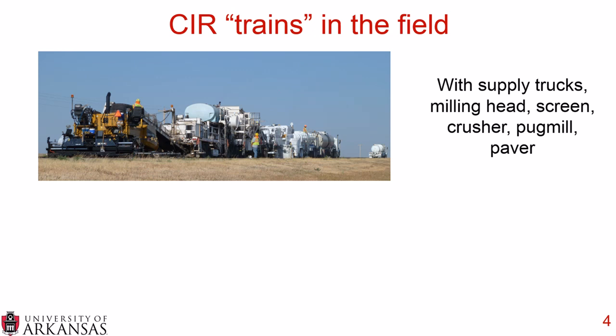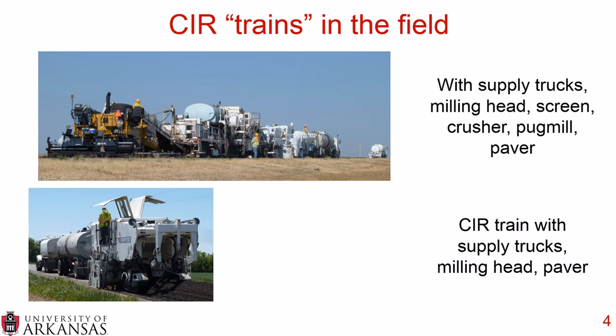There are two different ways that this can be done. One is a cold in place recycling train that has supply trucks, a milling head, screen, crusher, pug mill, and paver, and you can see those on the images on the right. At the very right side of that image, you can see the two supply trucks, followed by the milling head. You then have the screen and crusher and pug mill, and it all goes into a paver at the end of the train.